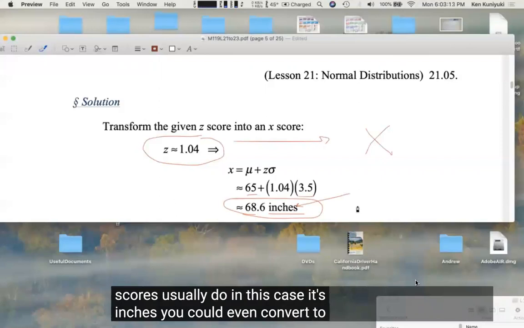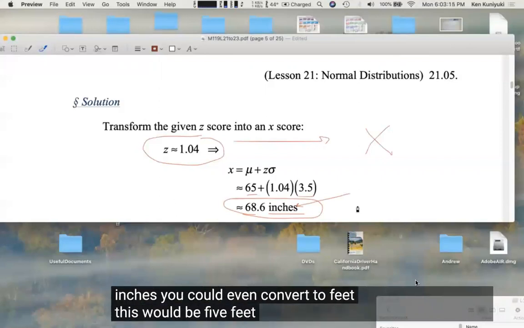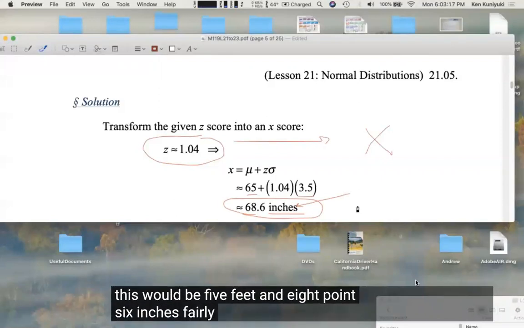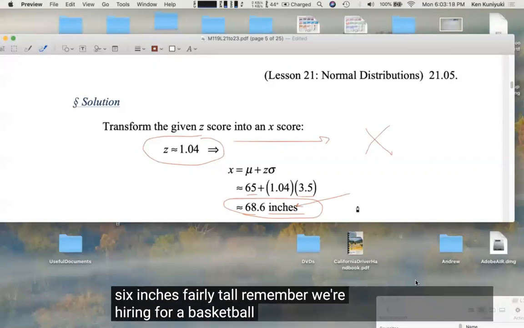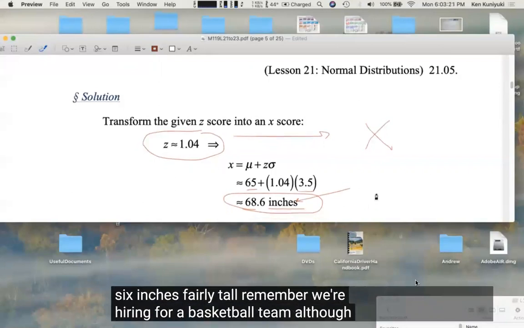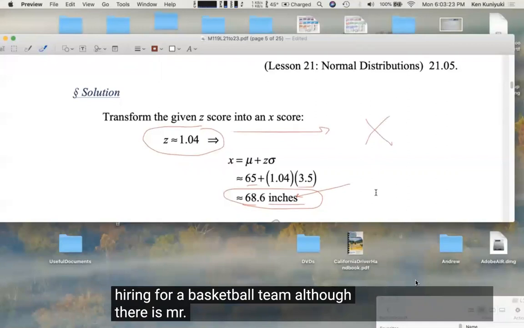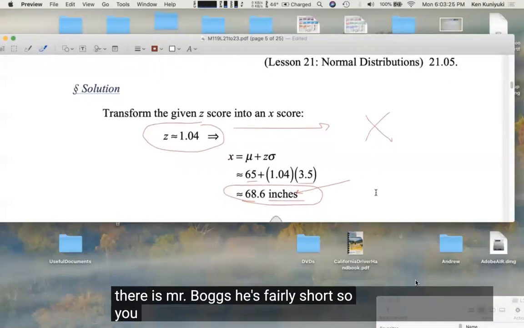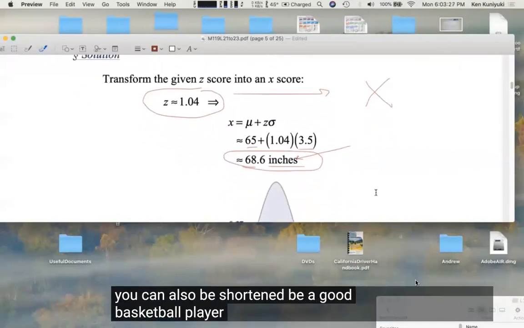You could even convert to feet. This would be 5 feet and 8.6 inches. Fairly tall. Remember, we're hiring for a basketball team. Although there is Mr. Bogues, he's fairly short, so you can also be short and be a good basketball player.